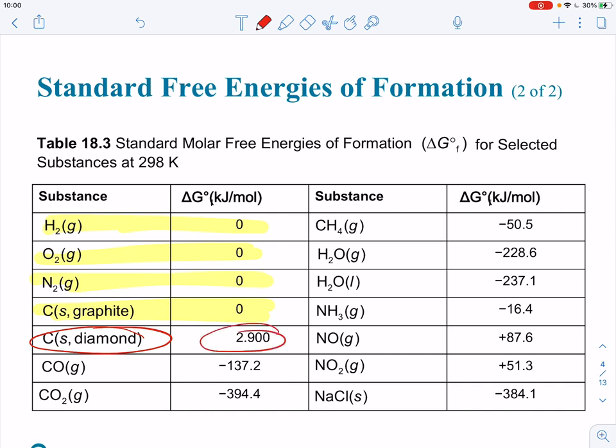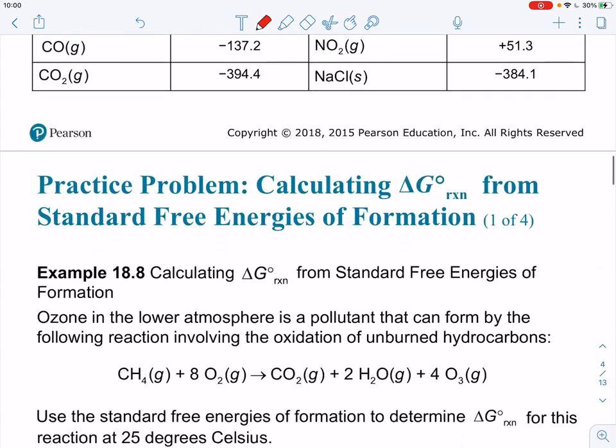Therefore, the enthalpy of formation for carbon in the form of diamond has a value different from 0 in the delta G of formation. It could be positive or negative values. It depends on the substance. But the possibility of having positive and negative values is open with free energies. For entropy, it is always positive values.